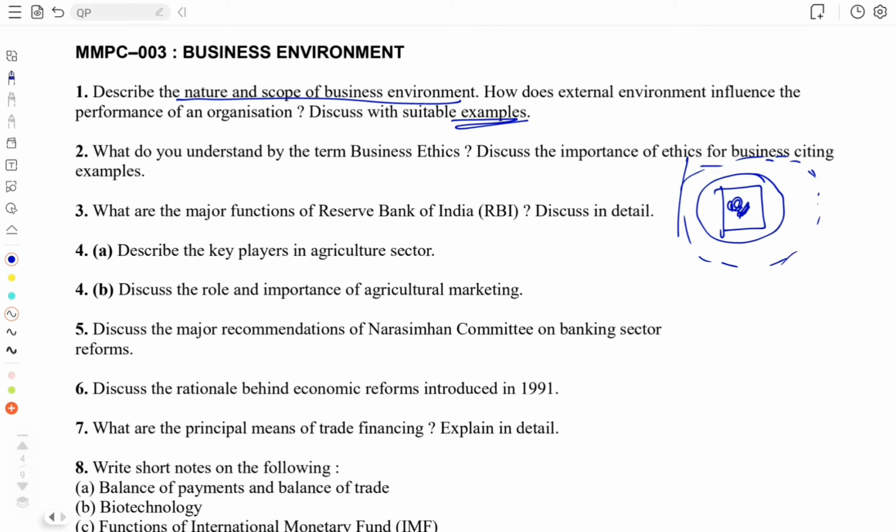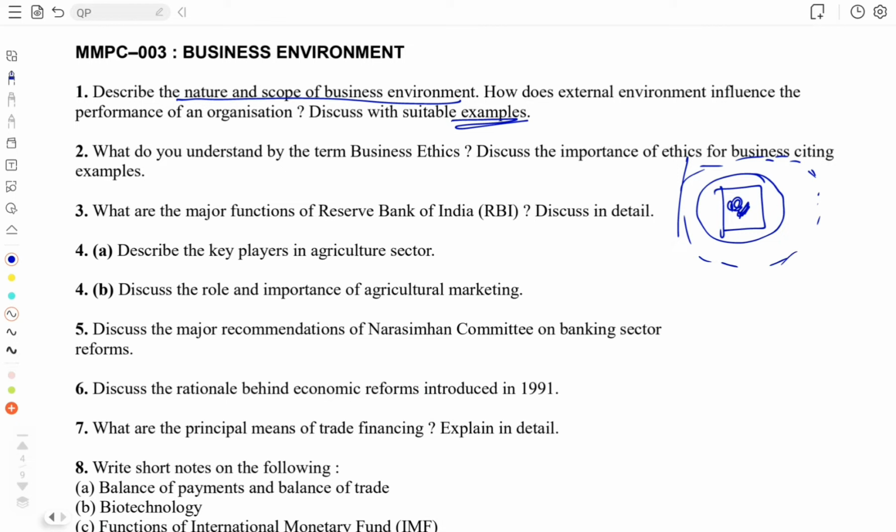So the next question is, what do you understand by the term business ethics, and discuss the importance of ethics for businesses, again citing examples. Ethics is not something new to us. We have been studying about ethics in almost all the subjects.